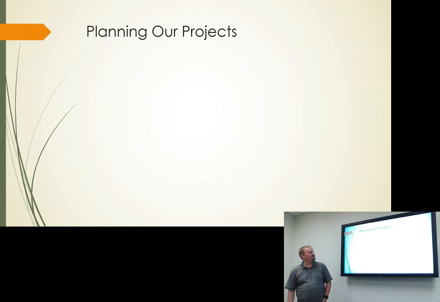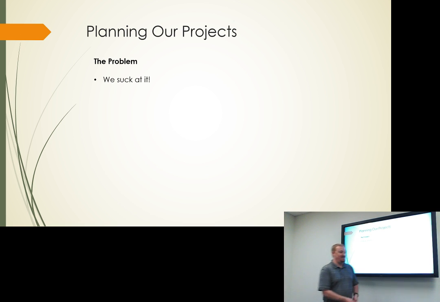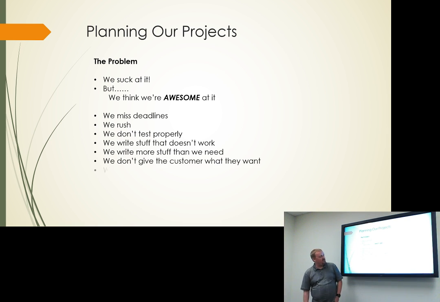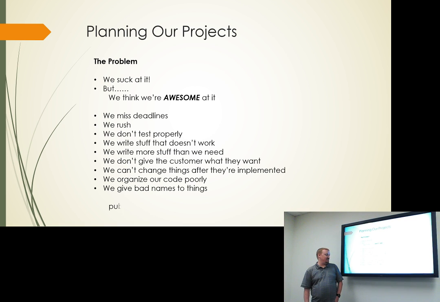So, planning our projects. The problem. We suck at it, right? We suck at it. Now, we think we're awesome at it because we're just that way. We think that we're great at this stuff. But we miss deadlines, we rush, we don't test properly, we write stuff that doesn't work, we write more stuff than we need, we don't give the customer what they want, we can't change things after they're implemented, we organize our code very poorly, and we give bad names to things like public void, the function that does stuff but I don't know how it works, int p. Any idea what that does? It does stuff. And it takes what kind of integer? P. I don't know what that's supposed to do.